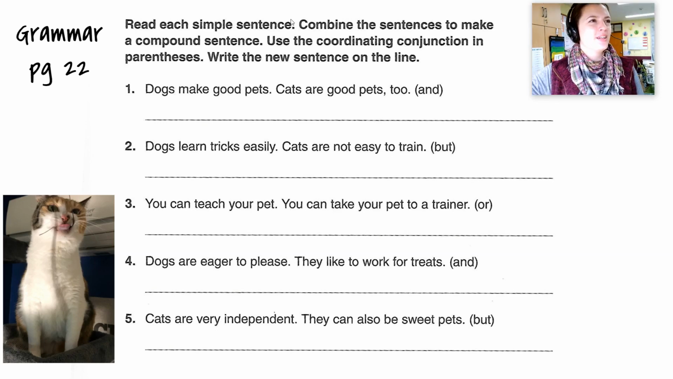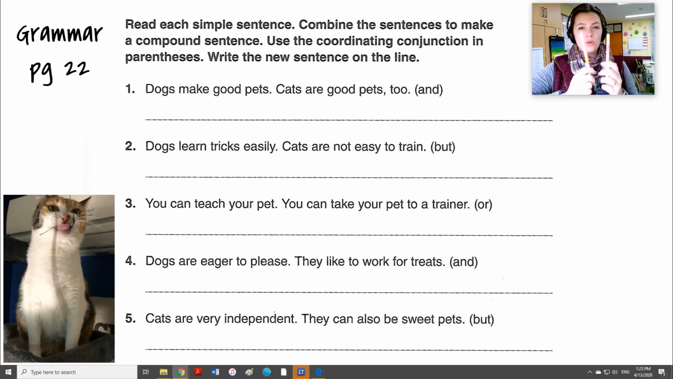She's funny. Okay, first, we need to read our instructions. Read each simple sentence. So we know these are not compound yet, they are simple. Combine or put together the sentences to make a compound sentence. Use the coordinating conjunction, which is and, but, or, in parentheses, and write the new sentence on the line. Okay, now you are going to need your second highlighter. You should have 2 color highlighters, or you can have 2 color pencils or 2 markers.